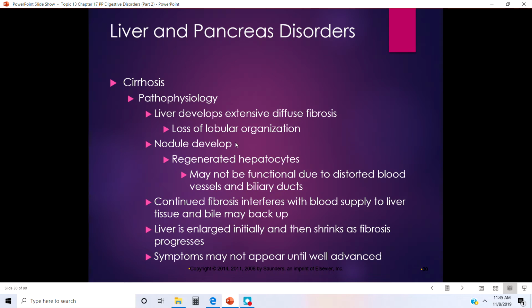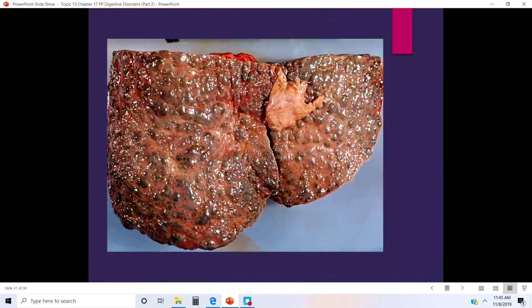So we see these nodules. I have a picture here. I just want to show you real quick. You can see this is definitely a diseased liver. The liver is normally smooth, and all of these bumps, you see them all over the place. Those would be the nodules that we're talking about.